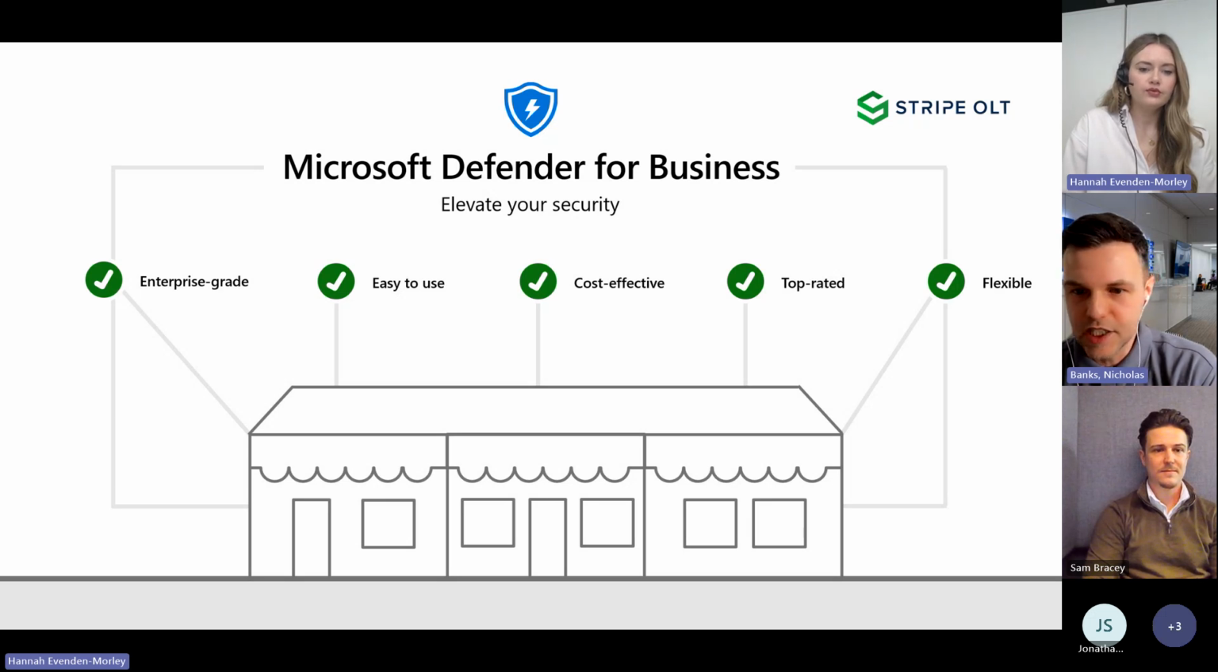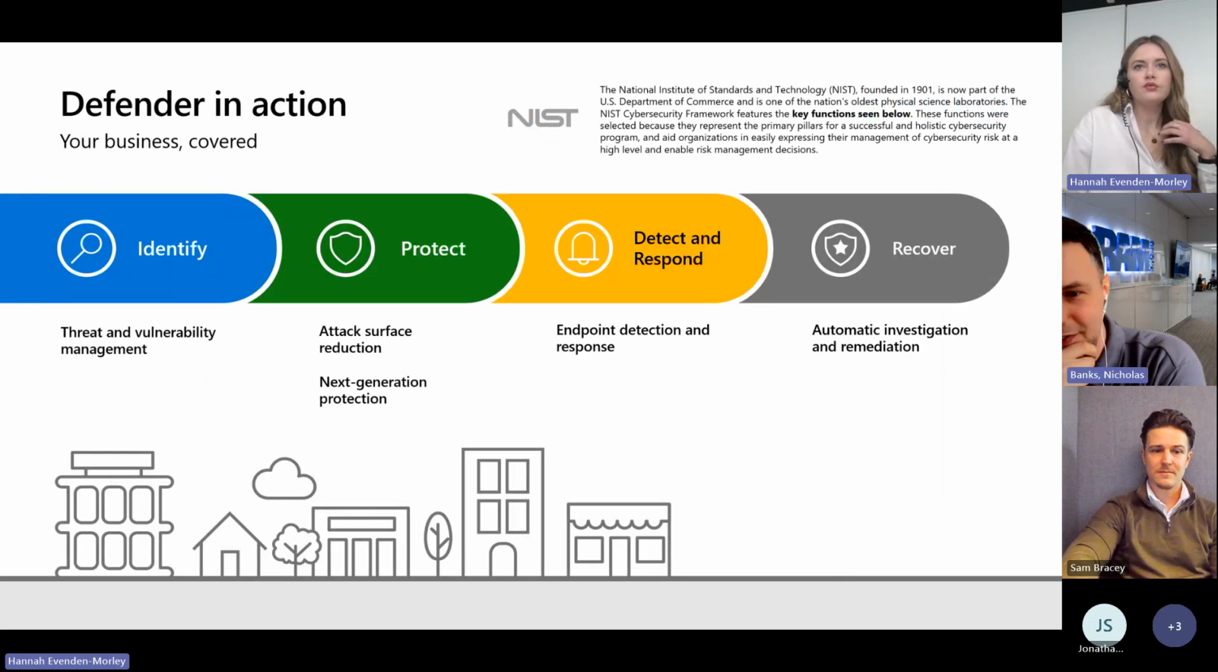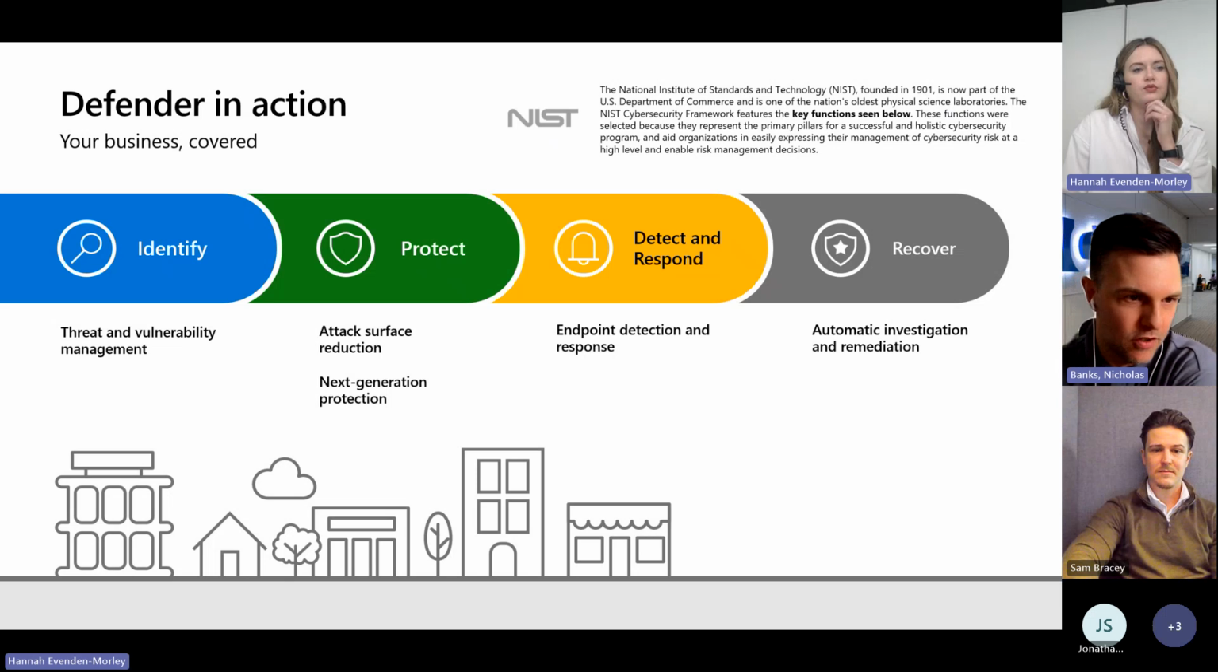And then lastly, we've got flexible. So you can choose the plan that works for you, whether that's standalone or upgrading a license that you've already got to Business Premium. There are lots of options, and we'll go through a little bit more detail on those things as we get towards the end. But now we are going to head into some of the good stuff. So we're going to explore threat management, attack surface reduction, endpoint detection, investigation capabilities. And first up, we are going to look at identification.